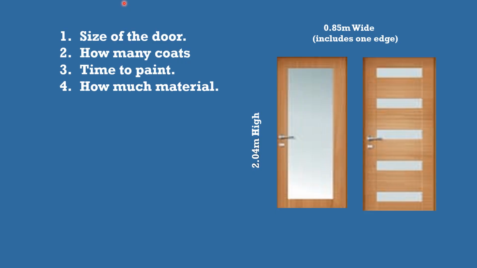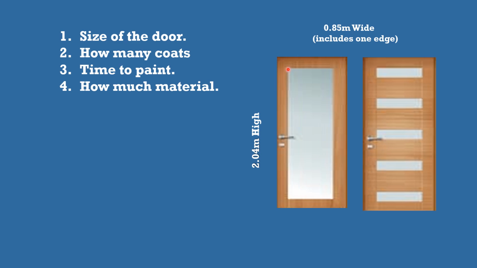Now if you have glass panel doors to paint, you still need to know the size of the door, how many coats, the time to paint it, and how much material. So you still work it out the same as a normal door. You still need to know the width, and you still need to know the height. So that will give you the area of the door.